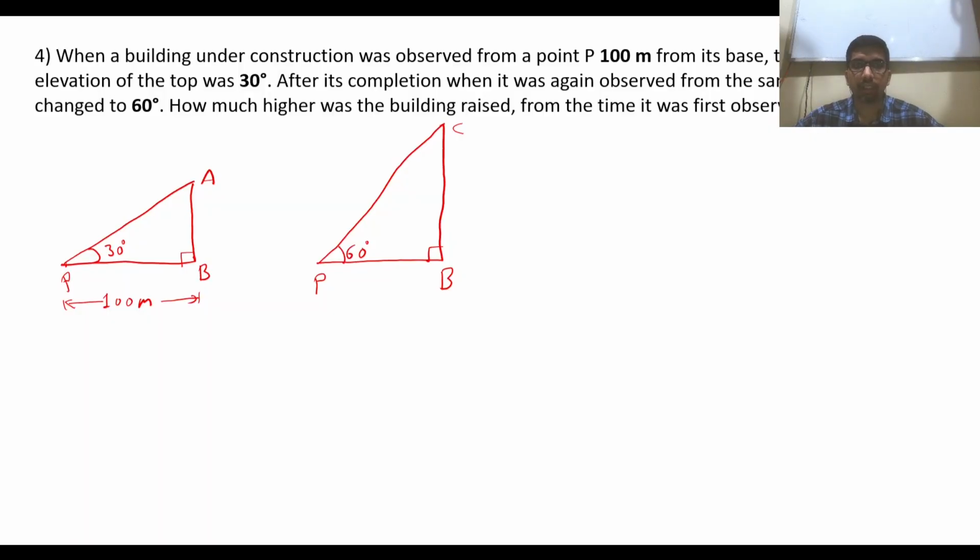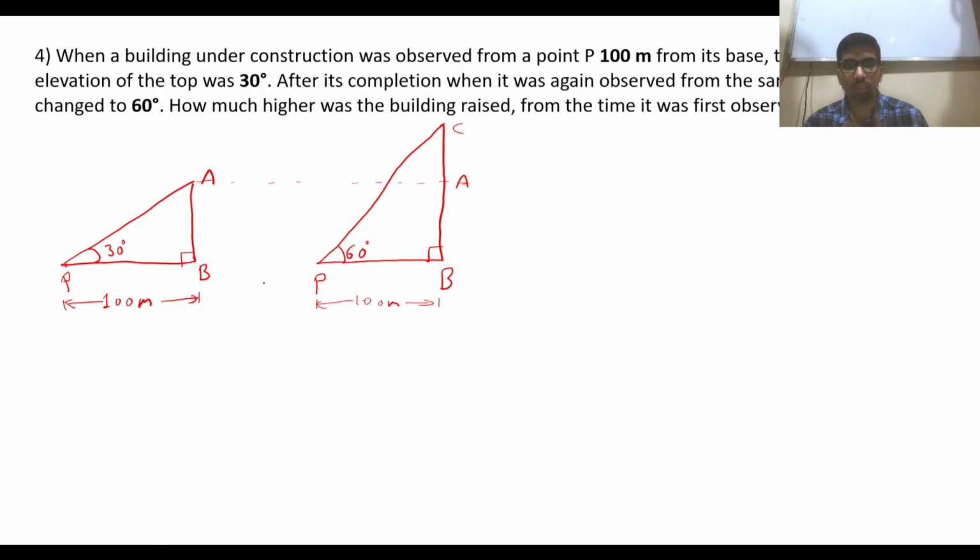They're asking how much higher was the building raised from the time it was first observed. So if this is the ground, this will still remain the same. This is again 100 meters from the base, and this point is over here now. This is the point A, and the start का point A था. The building is now at point C. They're asking how much higher was the building raised. Means ये जो gap है, CA is how much? CA कितना बढ़ गया?